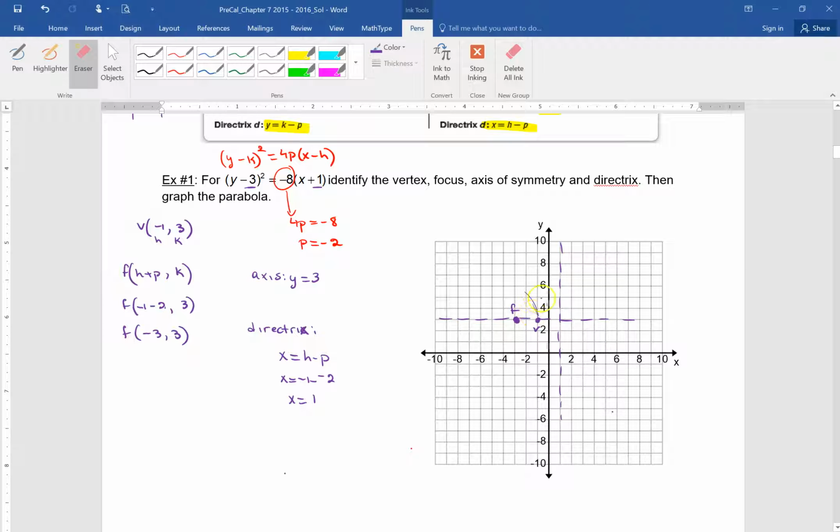Once you have your focus and your vertex, just sort of eyeball it like this. Okay? That's all I want you to do. And now if you want to check, you go 2 units this way to the directrix, 2 units this way for the focus. All right? Because this is negative, the parabola opens in the negative direction to the left. So that's how we knew that. Because this number is negative. The directrix is this line.